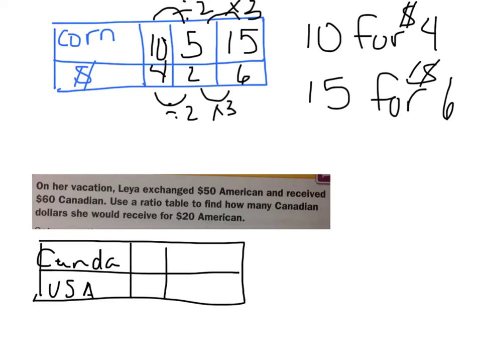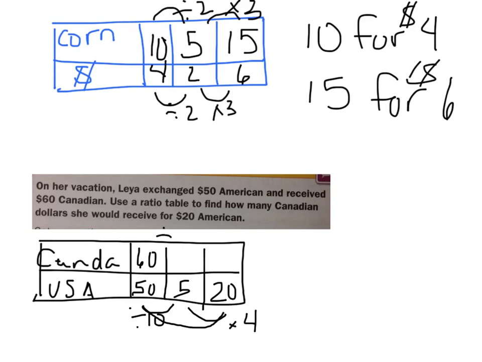Completing our chart here, we've got $50 in American money is the same as $60 in Canadian, and we want to know how much Canadian money we would receive if we had 20 US dollars. Well, we can't go right away from 50 to 20, but what we could do is divide this first by 10 and get 5, and then go from 5 to 20, we could multiply by 4. So 2 steps to get to 20.